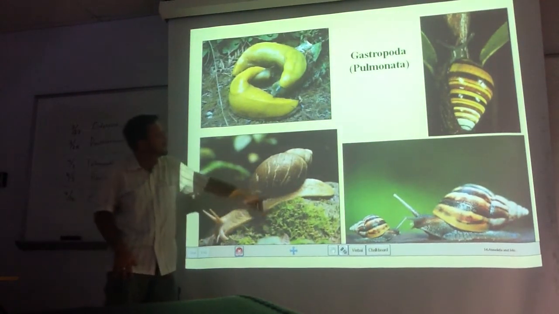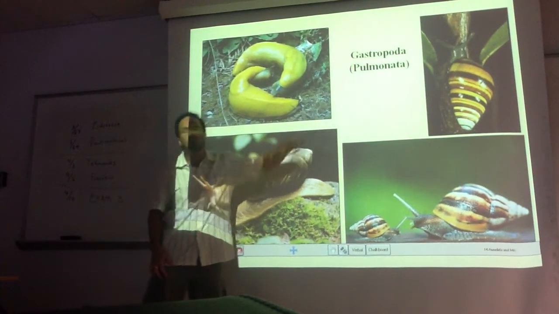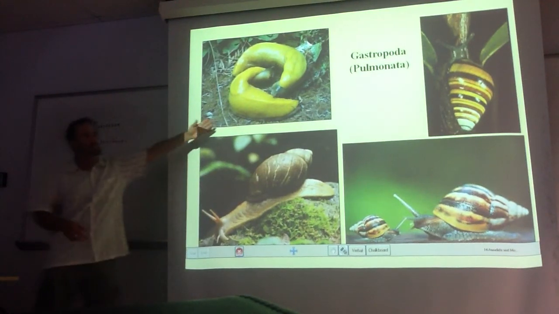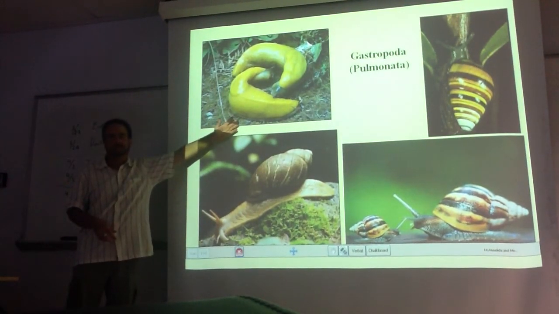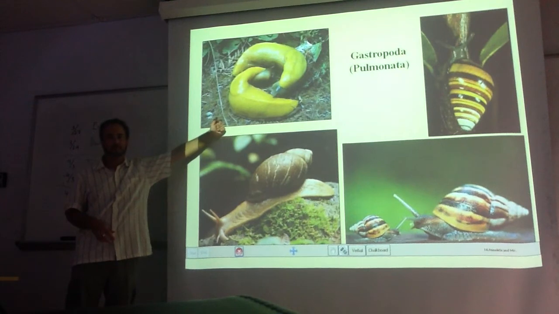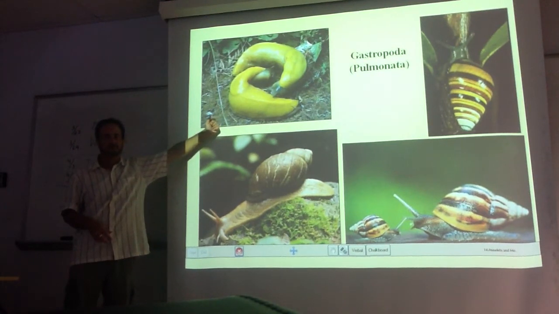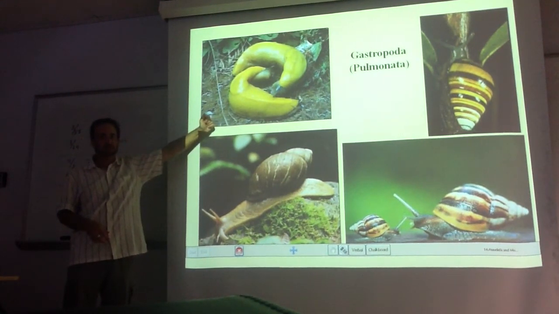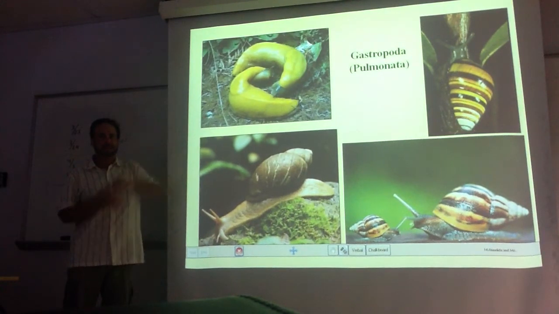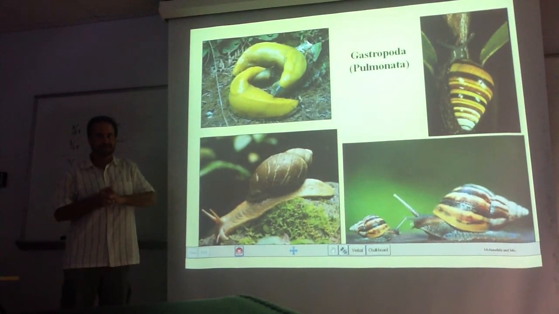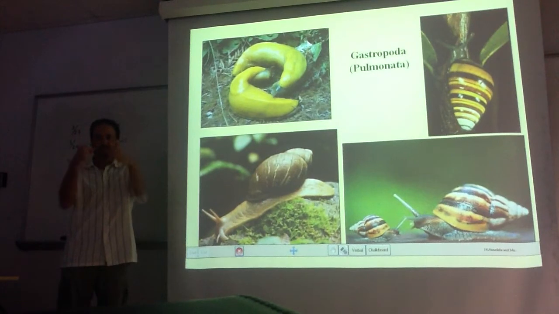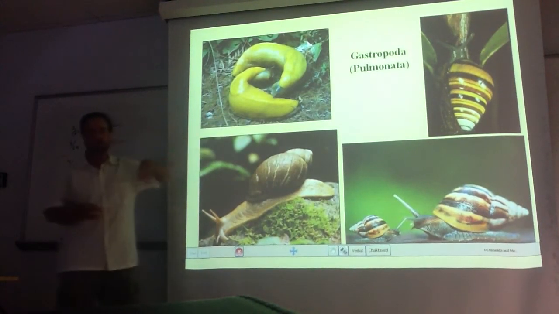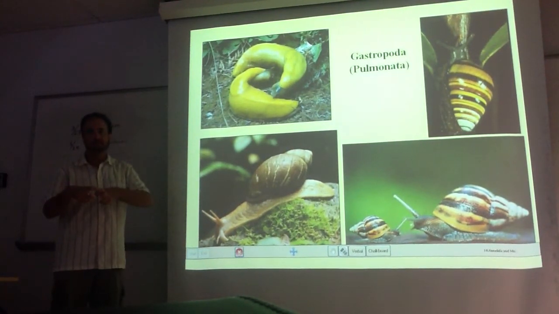Okay, and here are the pulmonates, right? So things like garden snails and tree snails. That's a Hawaiian tree snail. And these are, what are these? Slugs. They're slugs. Specifically, they're banana slugs, right? Because they look kind of like bananas, and they're big. They're yellow. Sometimes people call them poor man's peaches because they kind of look like peaches.